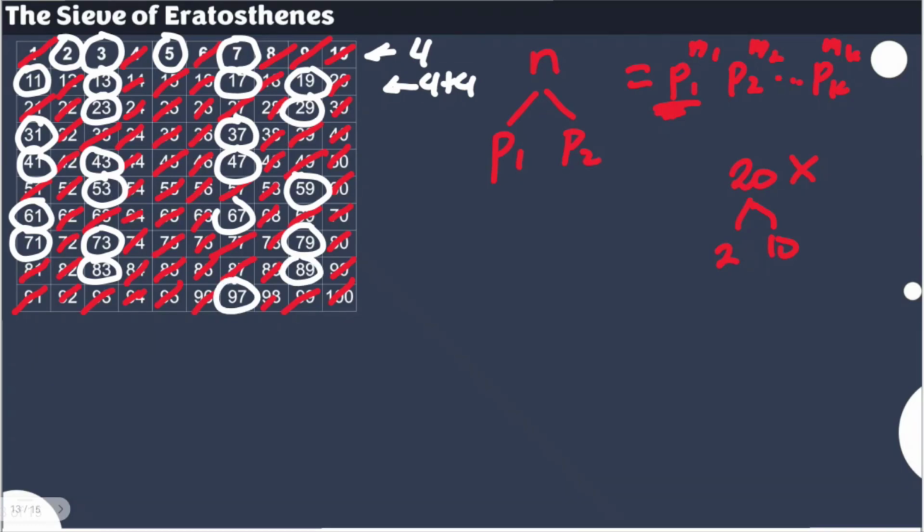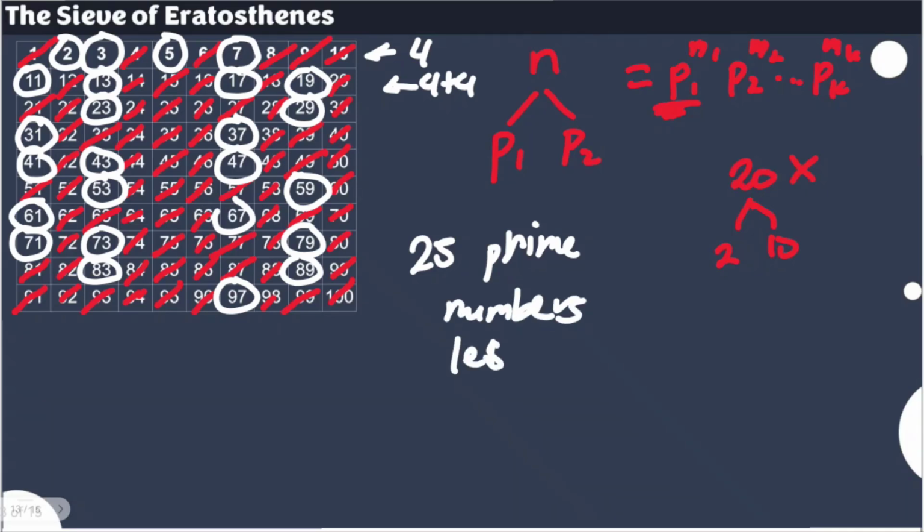1, 2, 3, 4, 5, 6, 7, 8, 9, 10, 11, 12, 13, 14, 15, 16, 17, 18, 19, 20, 21, 22, 23, 24, 25. There are 25 prime numbers less than or equal to 100. So the Sieve of Eratosthenes allows us to identify the prime numbers in this manner. Again, if you would like to continue, so on and so forth, you can also do that.